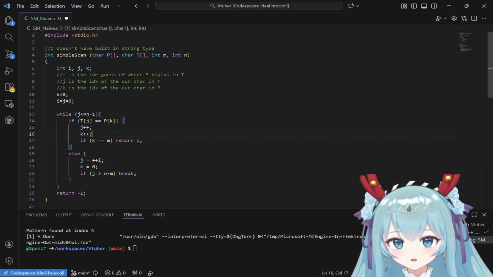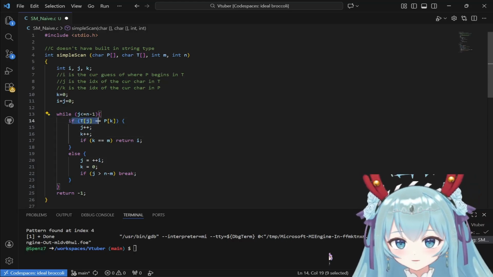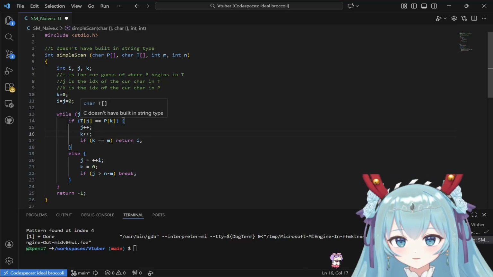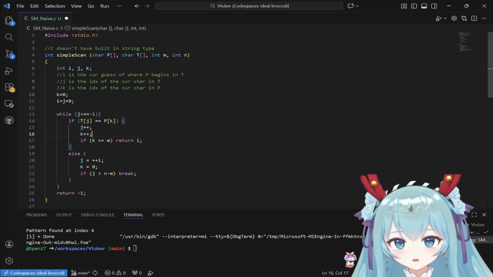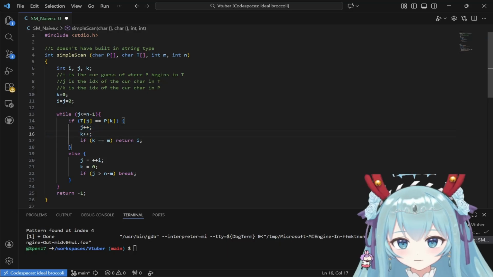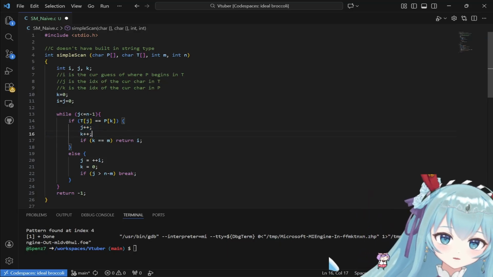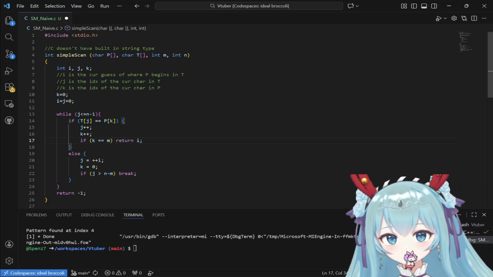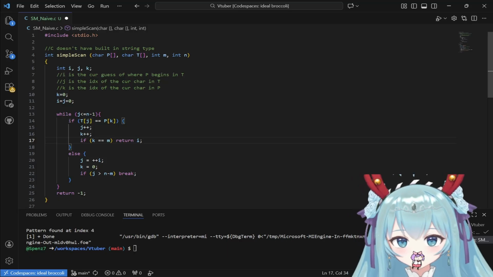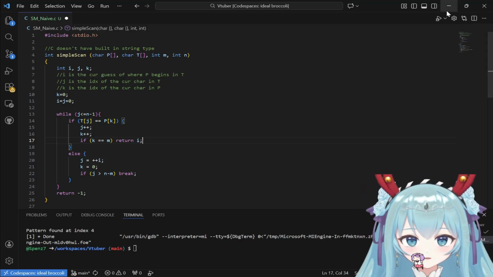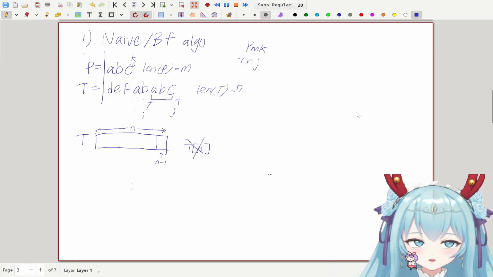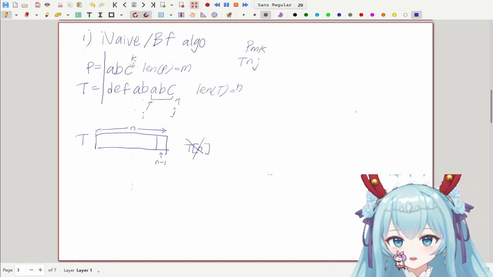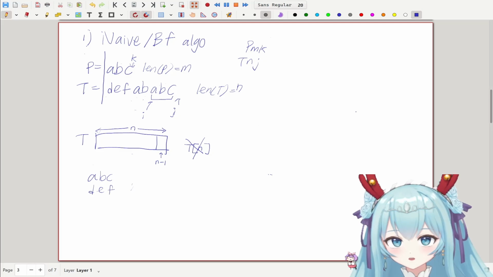Okay, but normally when we compare, let's say if the characters at T and P are the same, then as I mentioned earlier we increase both by 1. Then remember, for this line, when k is equals to m, then we return i. Okay, so it's actually quite straightforward. So yeah, I'll just rewrite it over here because the top is a bit messy.